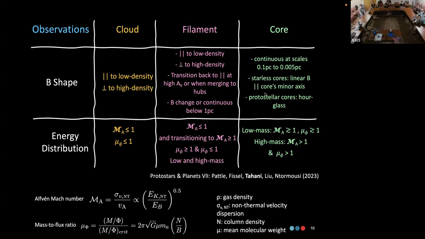When we go to filament scales within molecular clouds, we see that starts to change. The system can be sub, trans, or super-Alfvénic, or critical, meaning that we can have gravity, turbulence, or magnetic field dominating the systems. I've listed the core scale again here, but I won't talk about it.